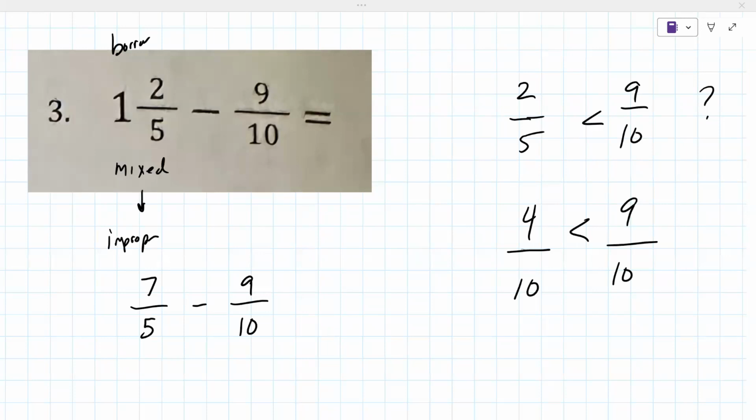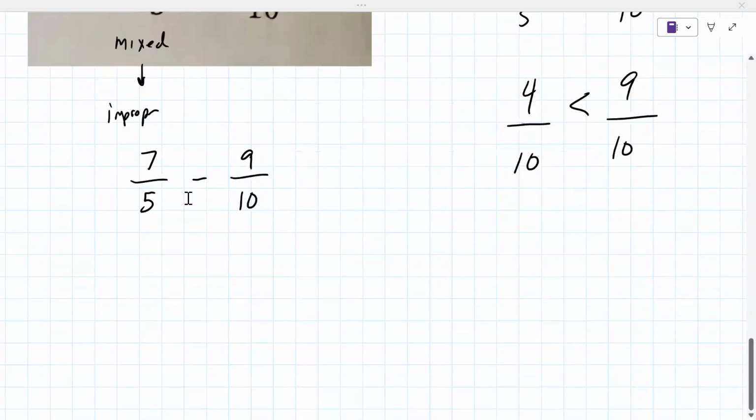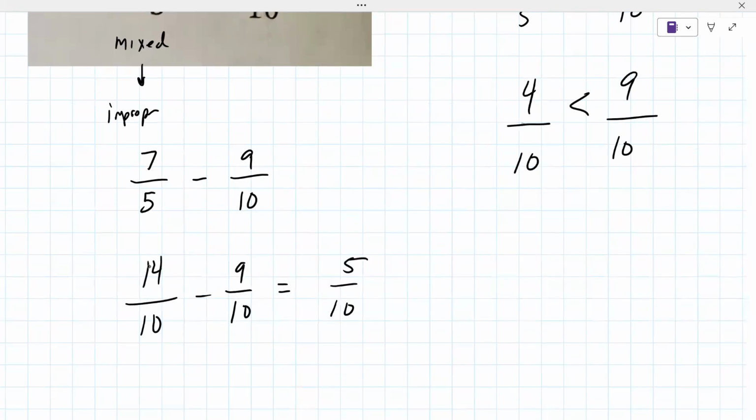Does 5/10 reduce? I don't think so. Is there a number that goes into both 5 and 10? You can divide both of these by 5. So 1/5. The one on top is correct, but not the one on the bottom. Oh, one half. Yes.